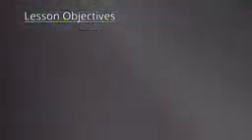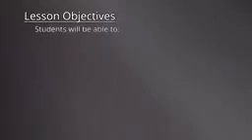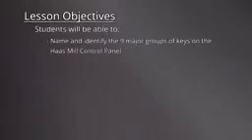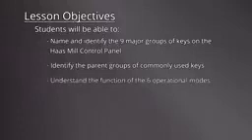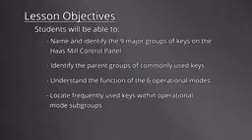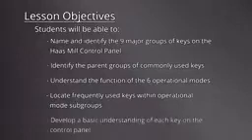Let's review the lesson objectives. By the end of this video, students will be able to name and identify the 9 major groups of keys on the Haas control panel. Identify the parent groups of commonly used keys. Understand the function of the 6 operational modes. Locate frequently used keys within operational mode subgroups, and develop a basic understanding of each key on the control panel.